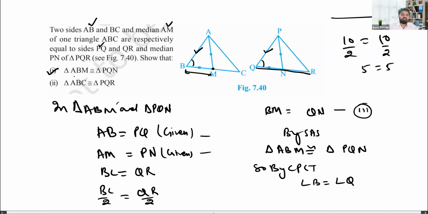So if you need to prove the next, triangle ABC congruent to triangle PQR, the whole big triangle: this side is equal to this side, and this whole BC is equal to QR, it is also given. And this angle you have proved, B is equal to Q. So by side angle side, these two triangles will be congruent. Okay, you have to do this one in the homework.